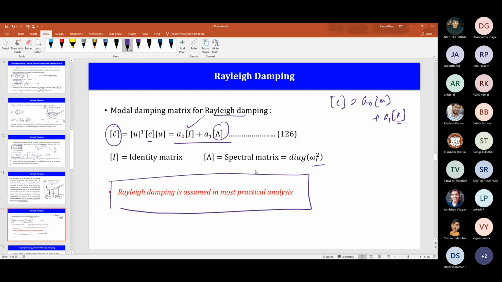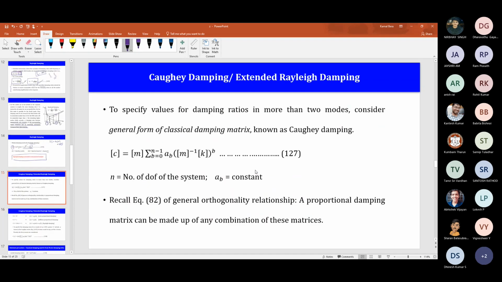I am not going to discuss that in detail, just for information. It is called the general form of classical damping matrix, also known as the Caughey damping, or sometimes the extended Rayleigh damping because it is extended from the Rayleigh version. In this case, whatever number of modes you want to include, you can do it.